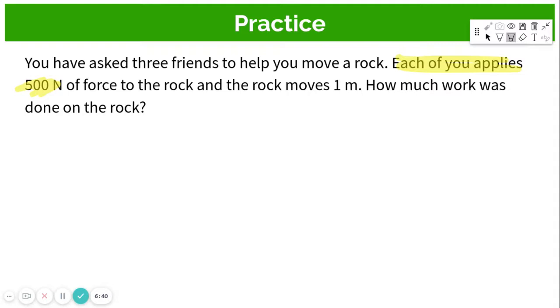Okay, one more thing. Read the beginning of the question. You have asked 3 friends to help you. How many people are pushing on the rock? Use common sense. Use logic. Make Miss Todd Mason proud in the logic of reading that sentence. Okay, pause and give it a shot.